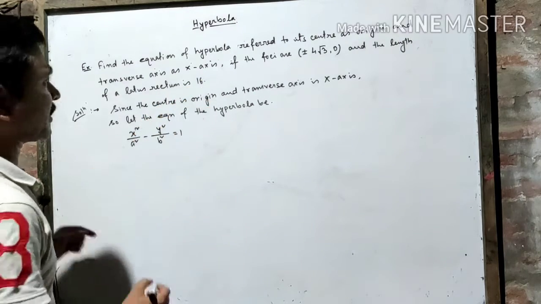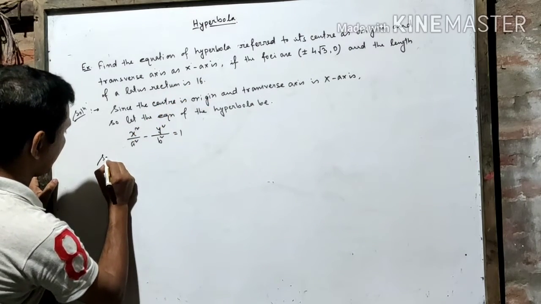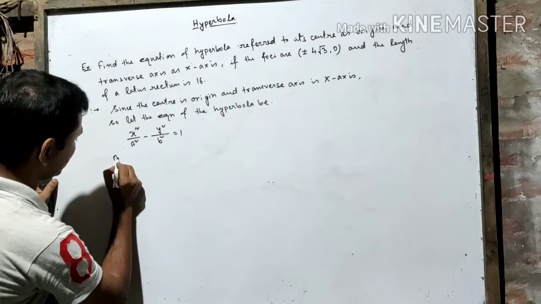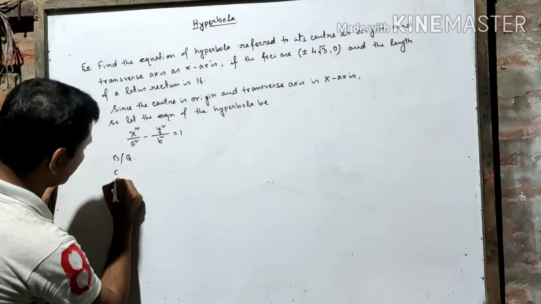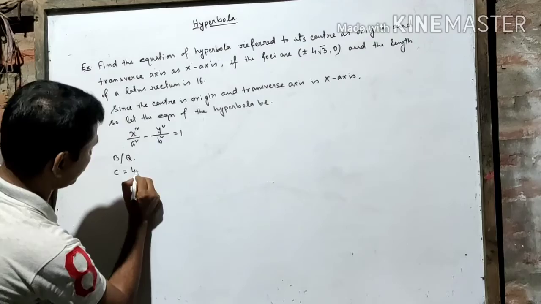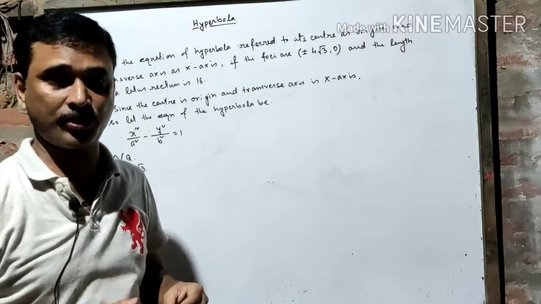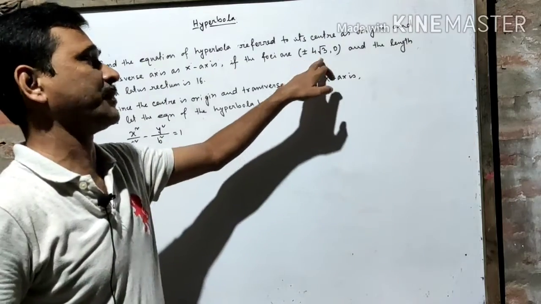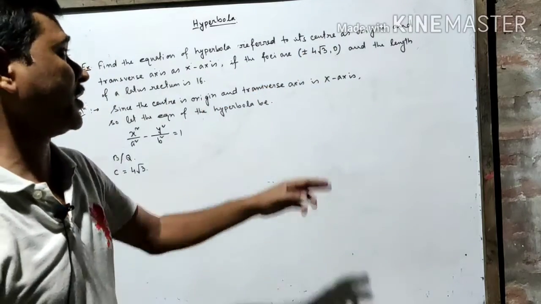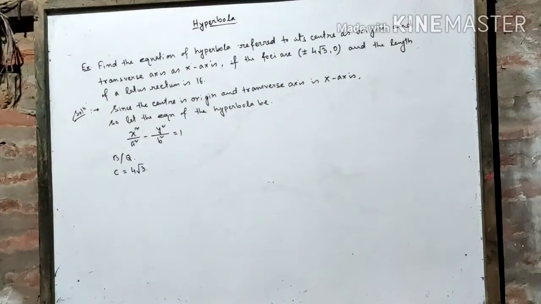By the question, c is equal to 4 root 3. Here the coordinates of the foci are plus minus 4 root 3, 0. We know that the coordinates of the foci are plus minus c, 0 according to our formula. So comparing, we get c is equal to 4 root 3.